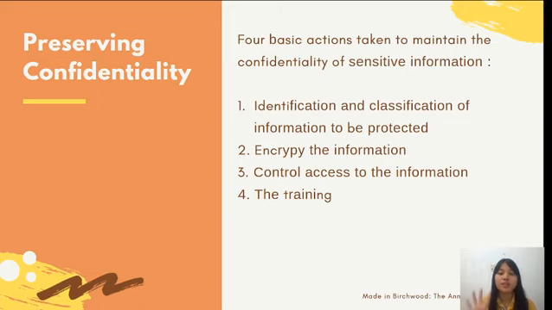Number 4 is training. Training is the most important control for protecting confidentiality. Employees need to know what information they can share with outsiders and what information needs to be protected.